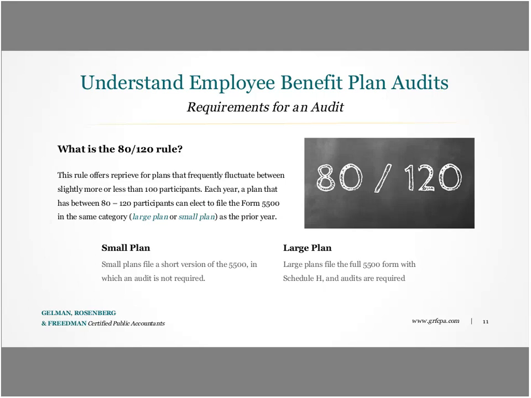The large plan, which is 100 participants or more, files the full 5500 form with a Schedule H, which is all the financial information and detail of the plan, and you are required to have an audit and attach that audit report to the 5500 when it is filed.